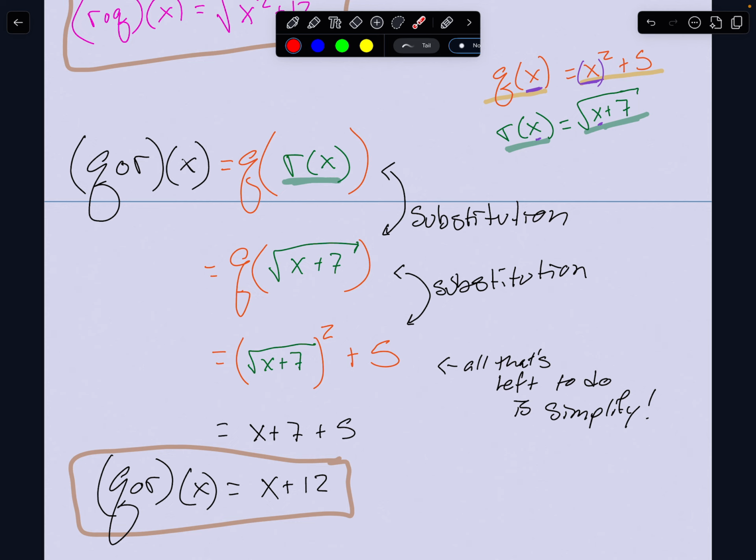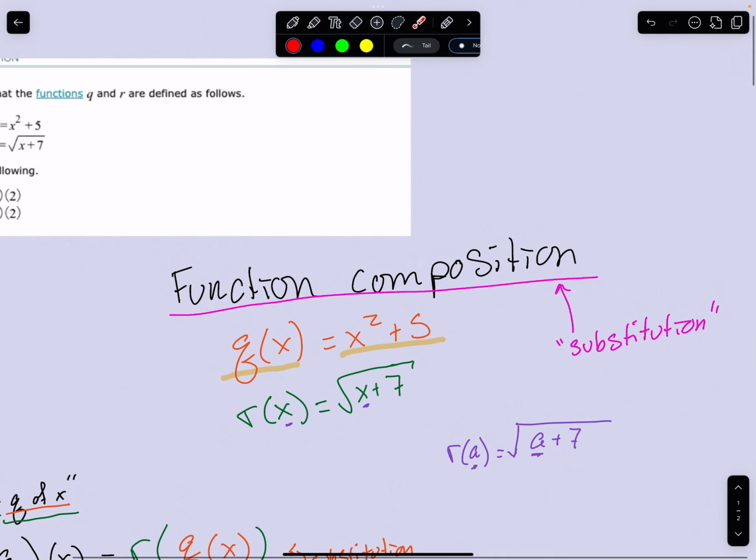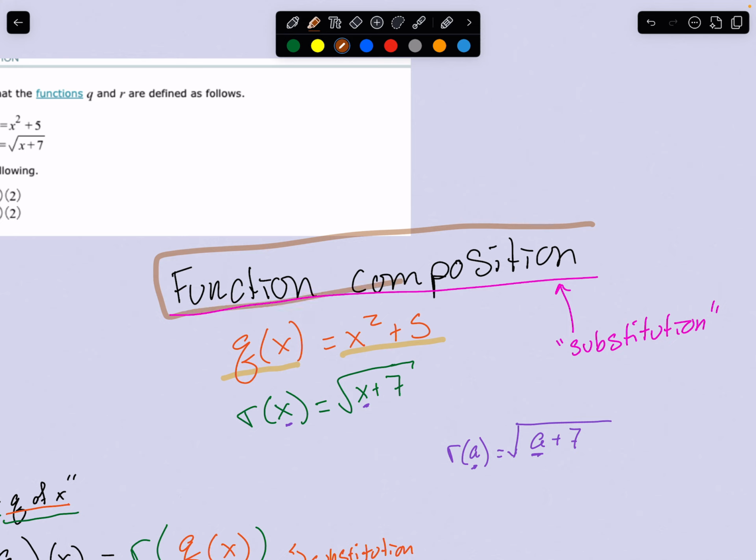Hope this helps. Let me know. I can find some more videos. The other thing that you can do is, again, just look up this word, function composition. This is what they are trying to teach you, so you can go ahead and look that one up.